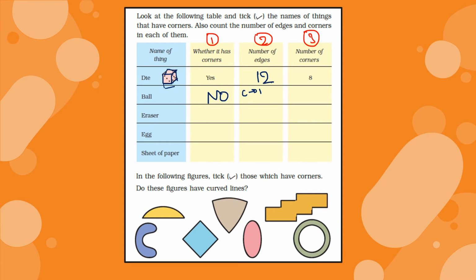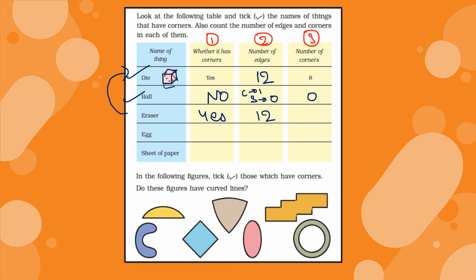So circular, 1. Straight, 0. Number of corners, 0. An eraser, does it have corners? Yes. A new eraser has corners. Number of edges, 12. It will be similar to that of a die. The only difference is a die is a cube and an eraser is a cuboid. In simpler terms, a die is squarish in shape and an eraser is rectangular.